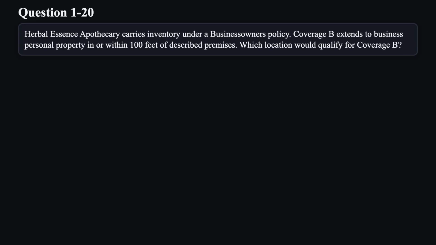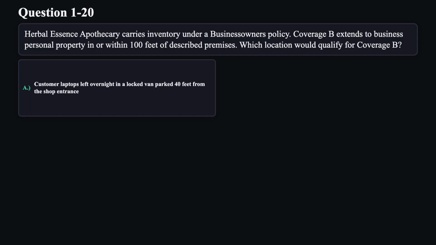Question 20. Herbal Essence Apothecary carries inventory under a business owner's policy. Coverage B extends to business personal property in or within 100 feet of described premises. Which location would qualify for coverage B?